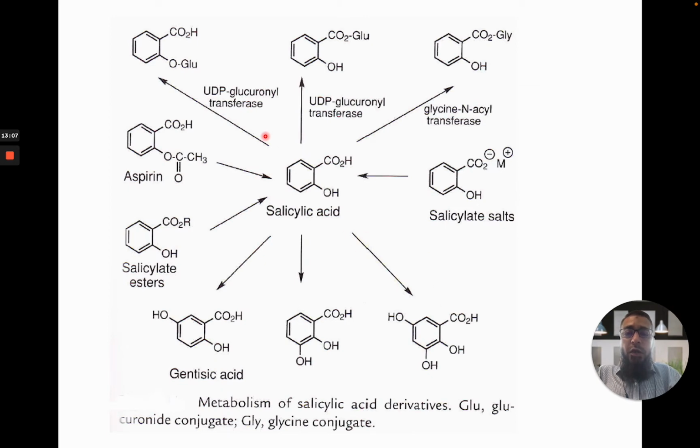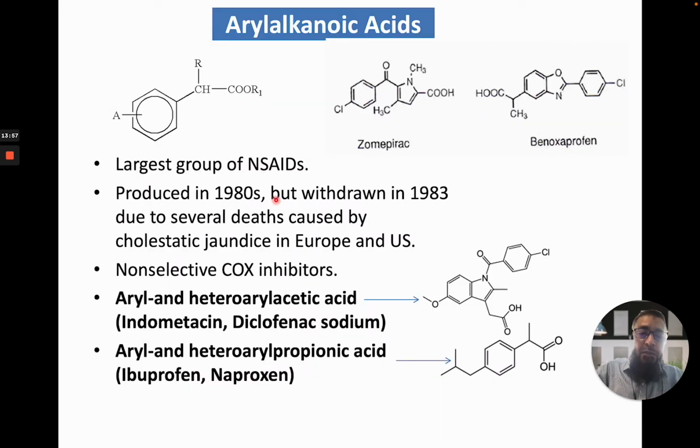So these are some of the metabolic fate of the salicylic acid. You can see the glucuronide derivative. In the case of this glucuronide derivative, there is glucuronidation at this hydroxyl group, or the aspirin converts into salicylic acid, and then further it can undergo glucuronidation or glycine conjugation by glycine N-acyltransferase. So these are some of the salicylate derivatives which convert into the salicylic acid, and which further undergo glucuronidation, or the further fate is glycine conjugation. So these are some of the metabolic fates of the acetyl salicylic acid derivative. And then the second example is the aryl alkanoic acid.